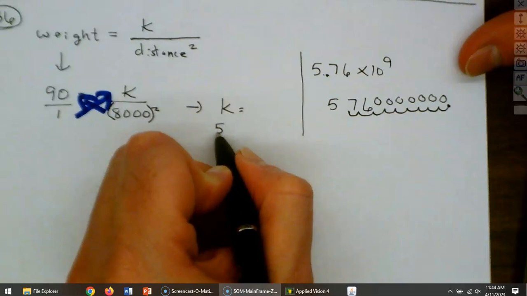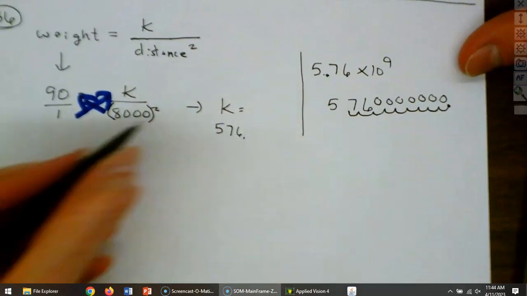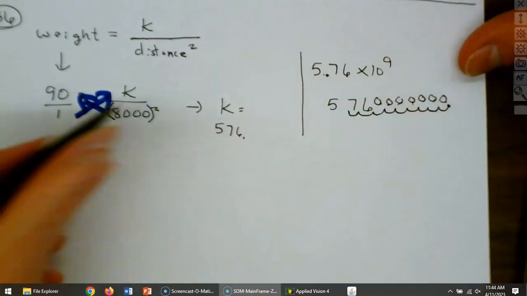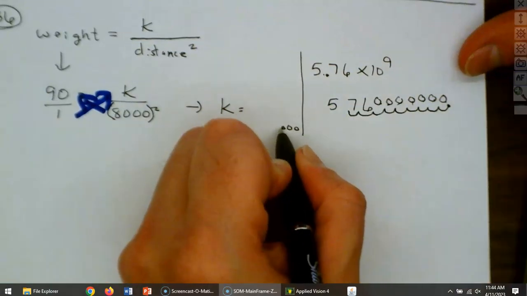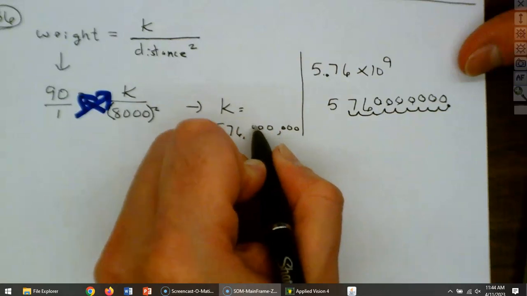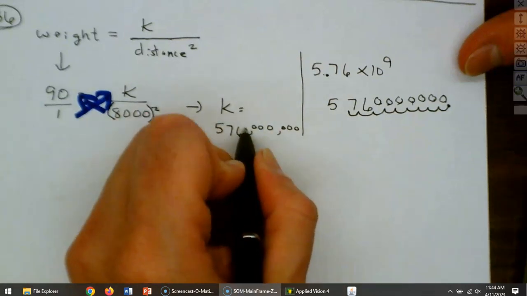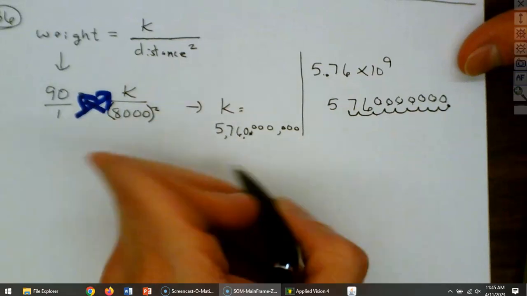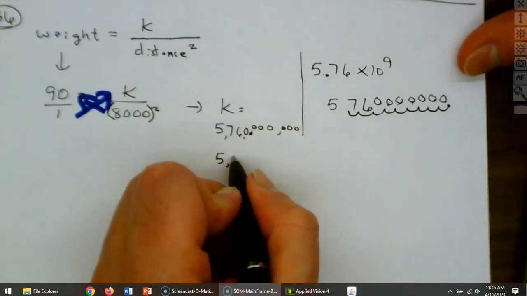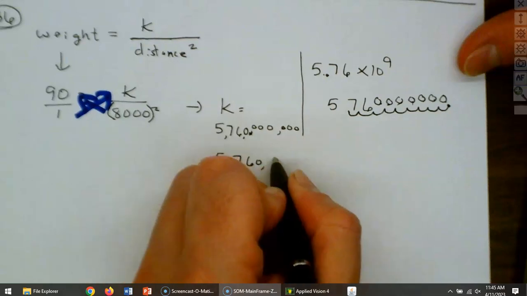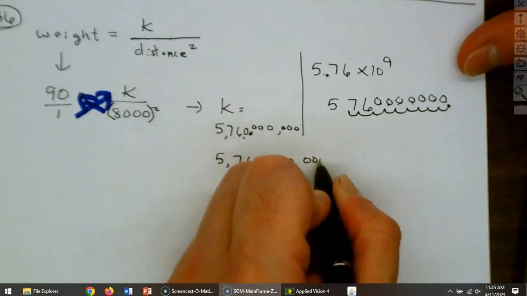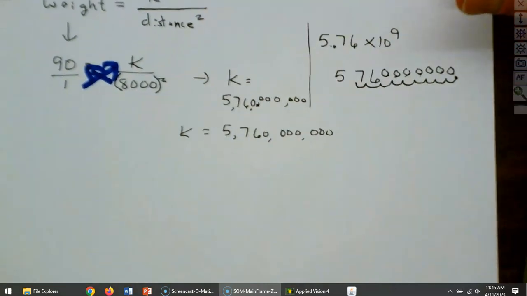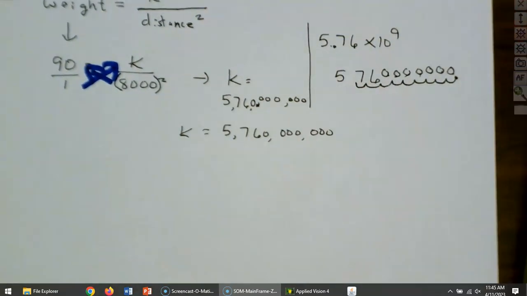And then 1, 2, 3, 4, 5, 6, 7 zeros. And we'll put our comma there. So let me make sure it looks right. Okay, I'll write it so it looks better here. And that's your value of K. And you can keep that in scientific notation. It really doesn't matter. But we did have to square it, right?